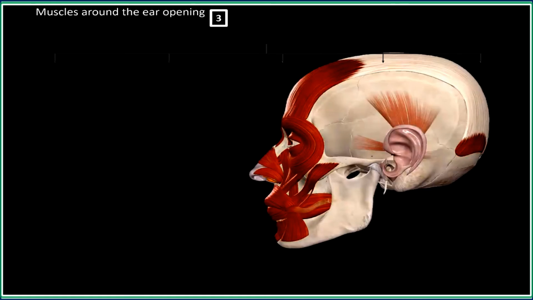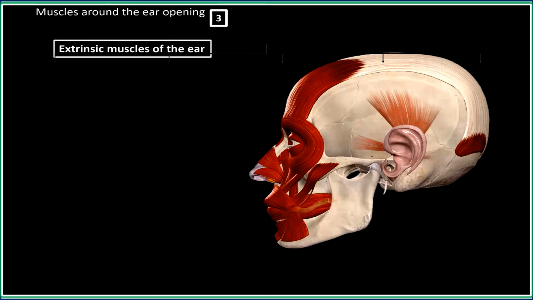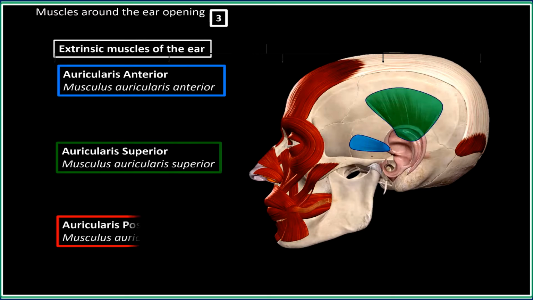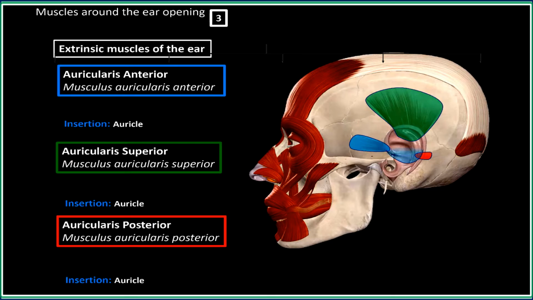And they look like this. These three muscles are called the extrinsic muscles of the external ear, and these are the auricularis anterior, auricularis superior, and the auricularis posterior. All of these muscles insert on the root of the auricle.